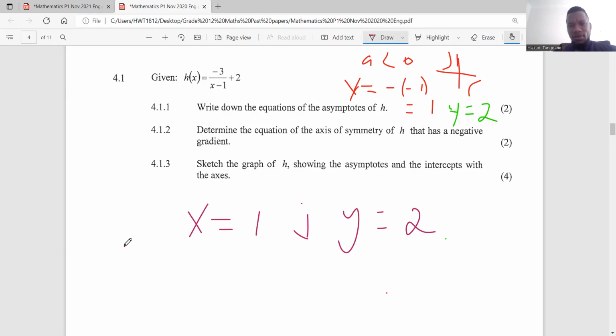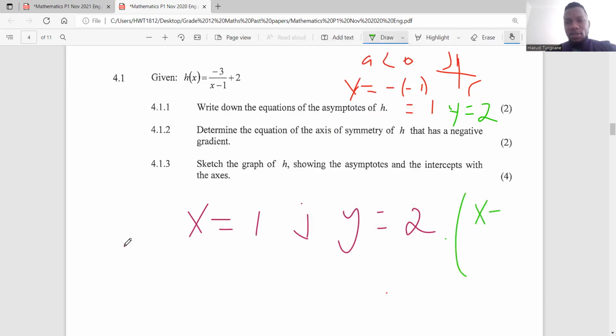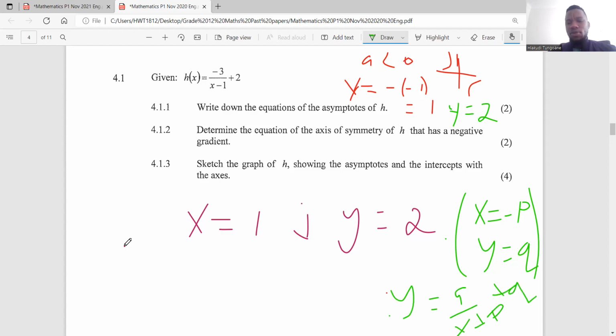So yeah, because remember, I just keep repeating this, but it's very important. x equals minus p, that's your vertical asymptote, and then y equals q is your horizontal asymptote. These all come from the standard form that we've discussed: y equals 1 over x plus p, plus q. Okay. So yeah, those are easy 2 marks.